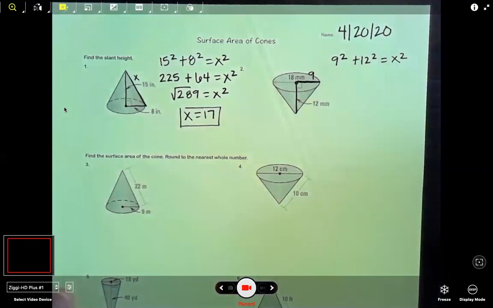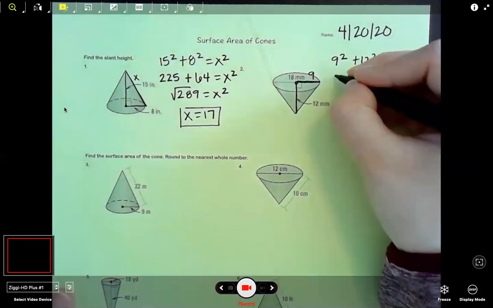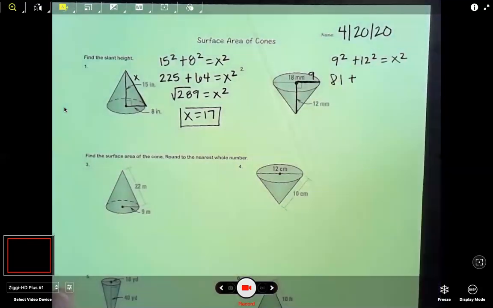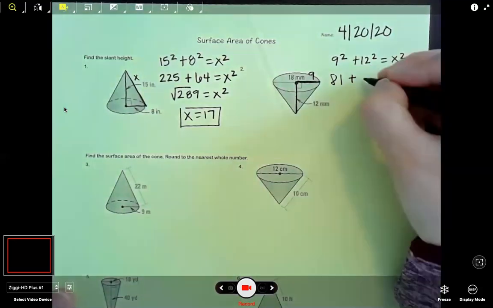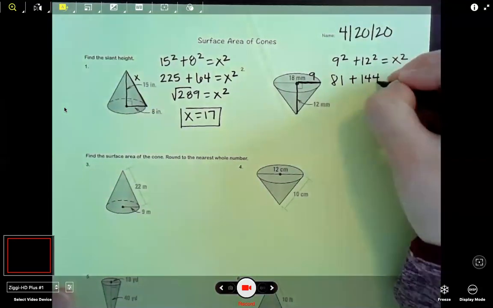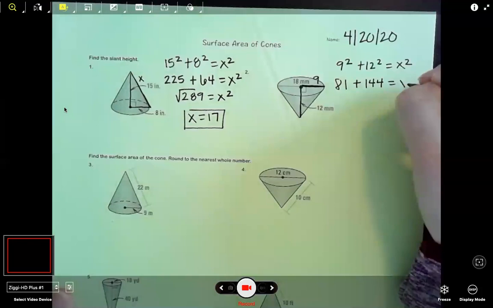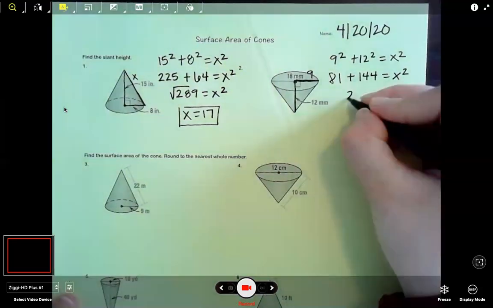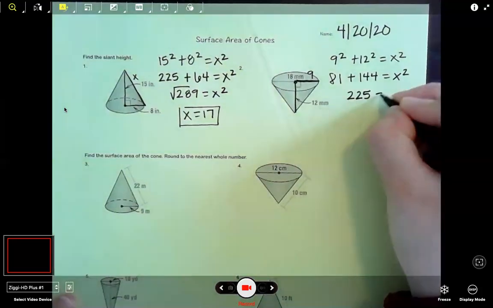Okay, so 9 squared is 81. 12 squared is 144. Now we have to add those together. 225. Yes, 225. Good work, team.